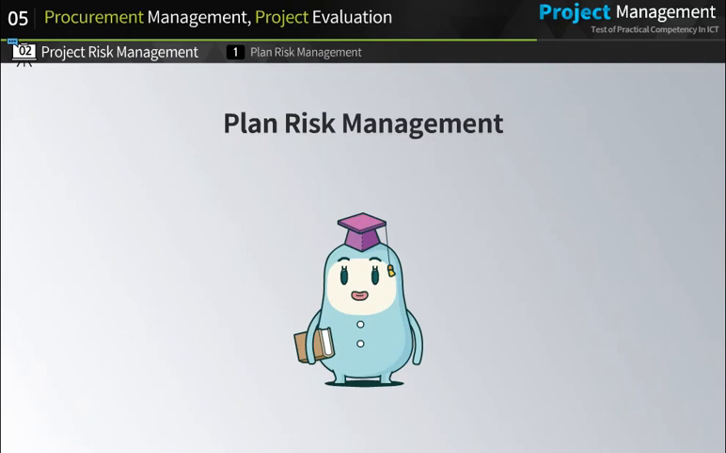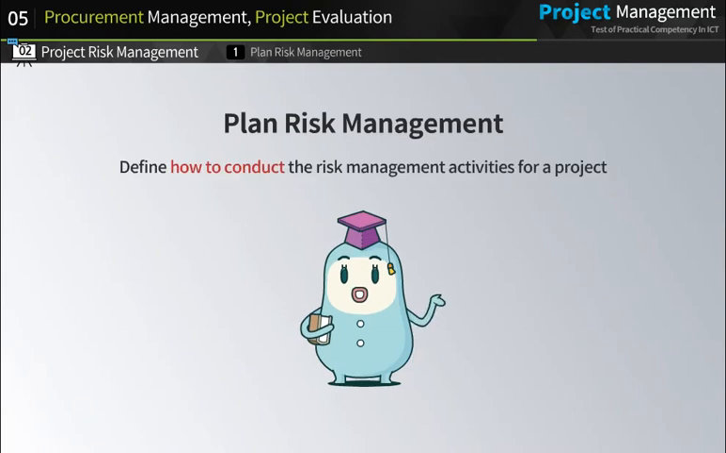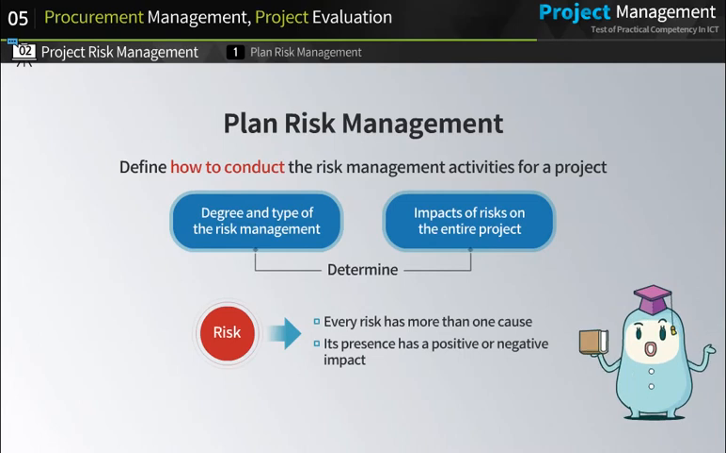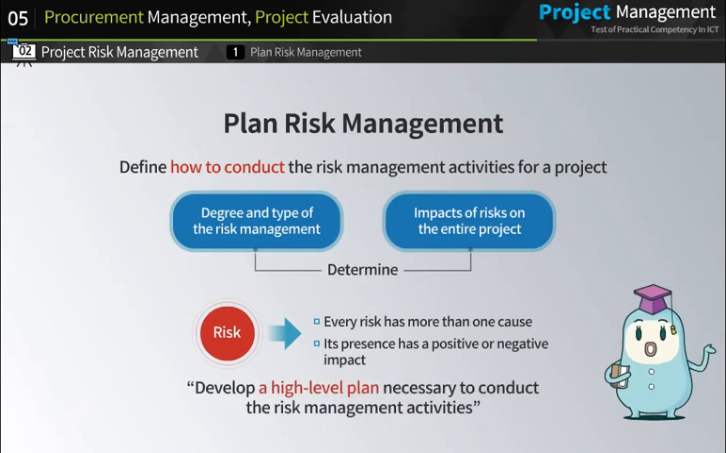First, planning risk management. This is the process of defining how to conduct the risk management activities for a project. In other words, it's a set of activities which determine the degree and type of the risk management and the impacts of risks on the entire project. Every risk has more than one cause, and its presence has a positive or negative impact on the success of a project. During this process, a high-level plan necessary to conduct the risk management activities is developed.